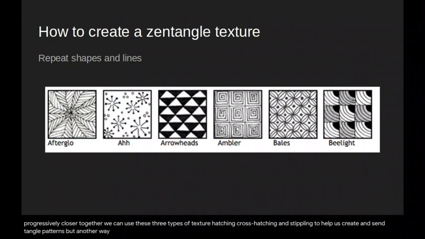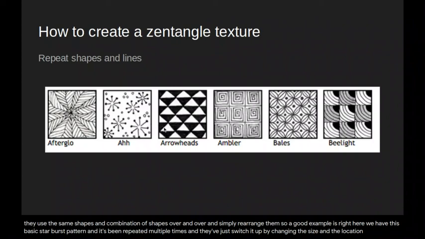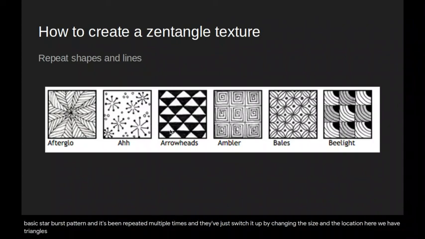But another way to create Zentangle patterns or texture is simply to repeat shapes and lines. We can see in these images here, they use the same shapes and combination of shapes over and over and simply rearrange them. So a good example is right here. We have this basic starburst pattern, and it's been repeated multiple times, and they've just switched it up by changing the size and the location. Here we have triangles, again repeated over and over. Here we have the same square spiral repeated over and over and over.